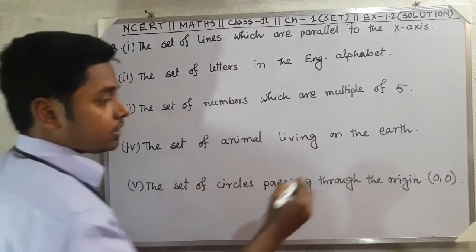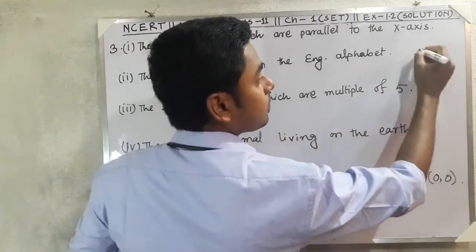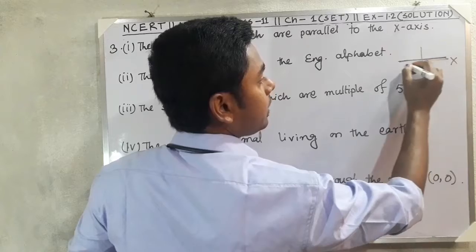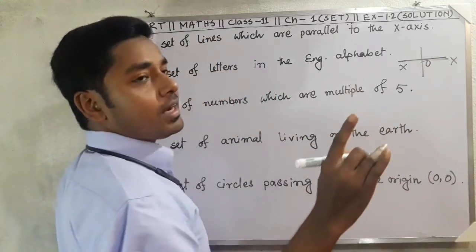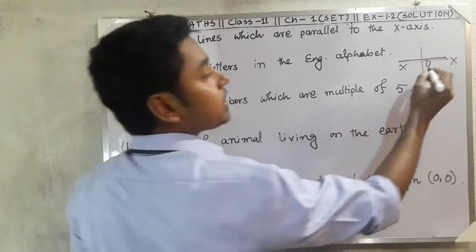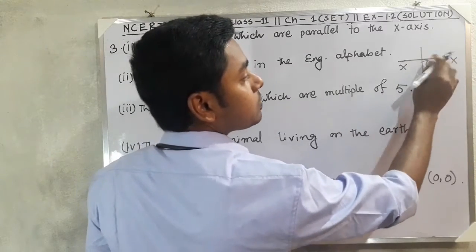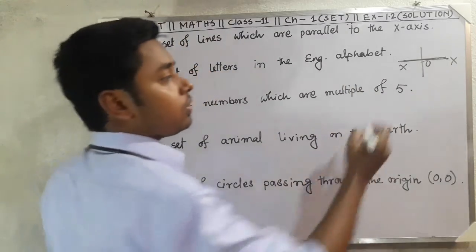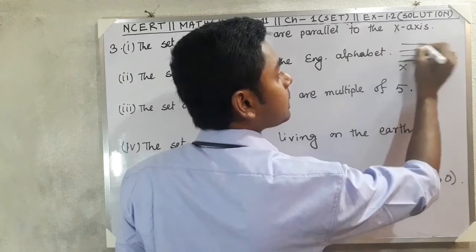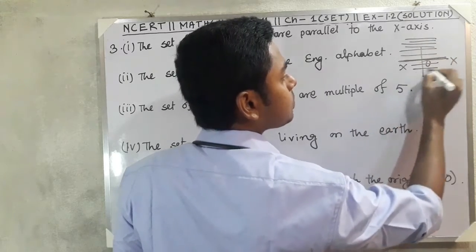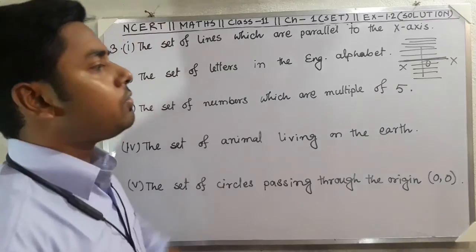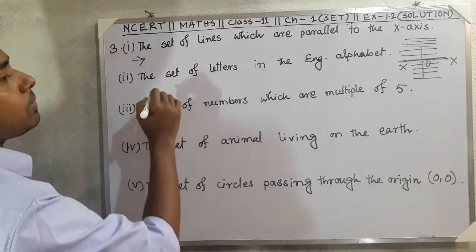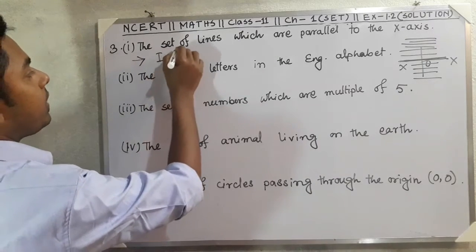Okay, so what does that mean? Suppose I am writing here, suppose this is your x-axis, X'OX. There are too many lines which are parallel to the x-axis. The x-axis is this one. Now there are too many lines parallel to the x-axis. How? You can draw this type of line, this one, this one, this one, and so on. Too many lines are there which are parallel to the x-axis. So this is an infinite set.